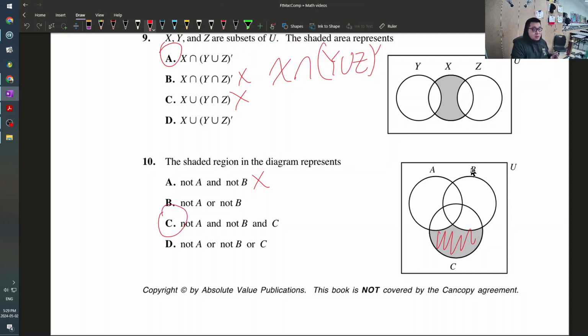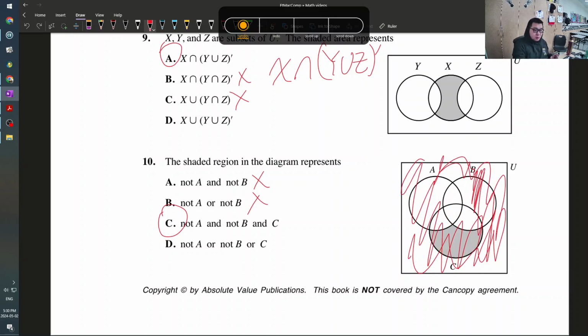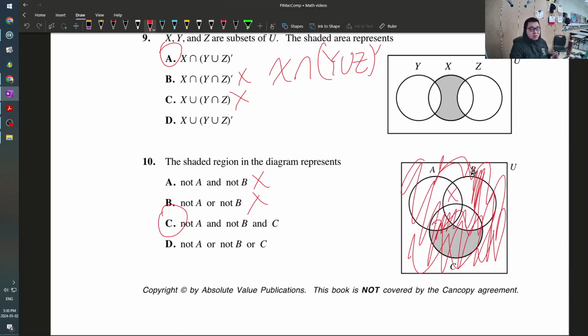Now, what is not A, not B, or C? So not A, not B, it is this part right here. Not A or not B, that is this part. Or C, now includes C, so it includes all C as well. So the only part that's not included is this small section right here. So 10 is C.